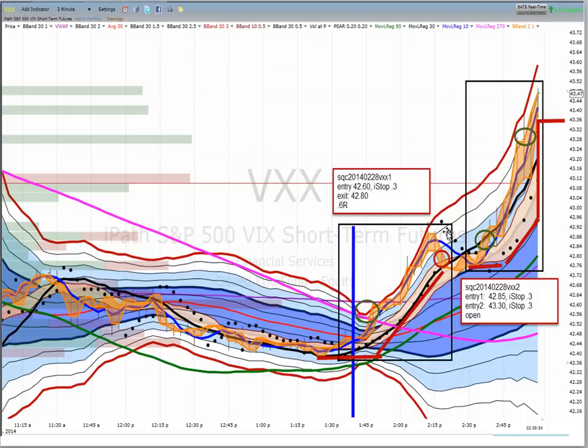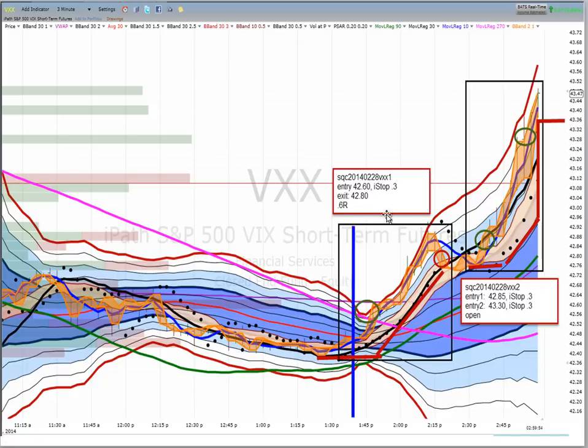And now we have a successful RLCO pattern. In this case, it was an SQC, but it's the same thing. It now finds support here at the edge of the river and starts to take off again. And now, because I want to be into that trade before it breaks out above the top of this, I play my continuation pattern now at 42.85.